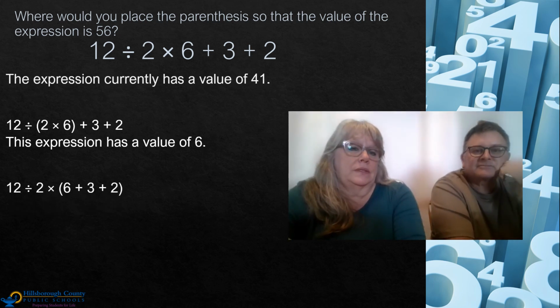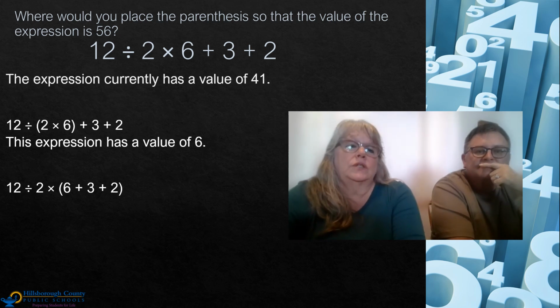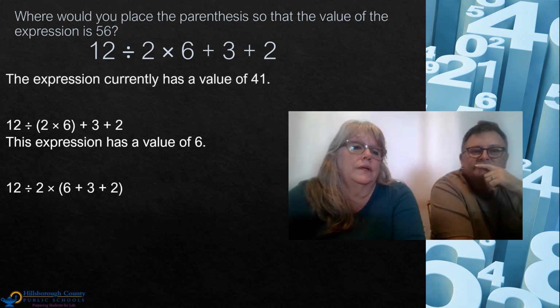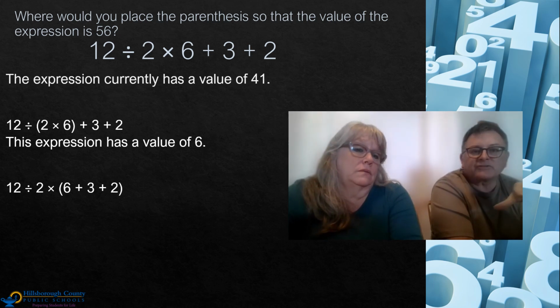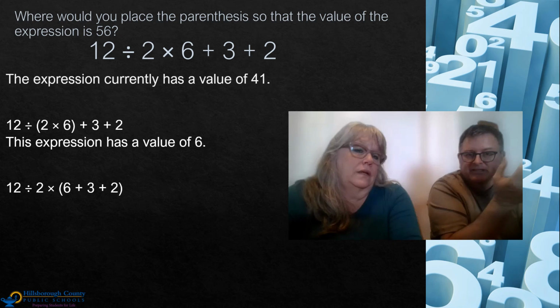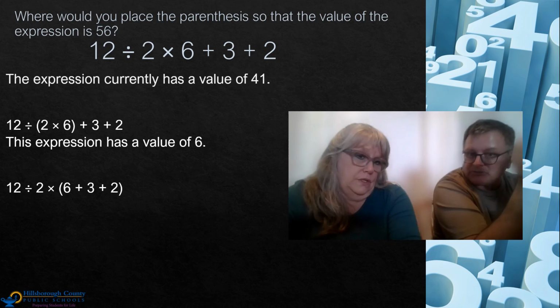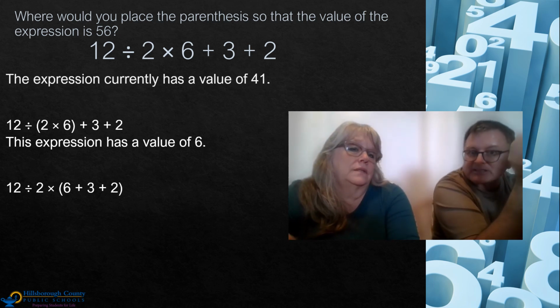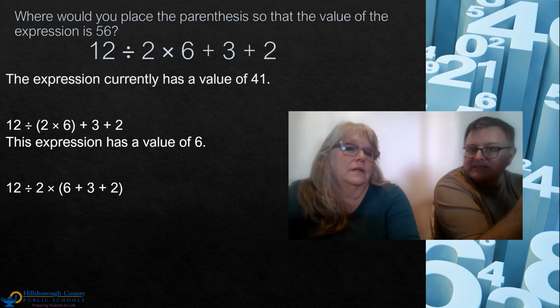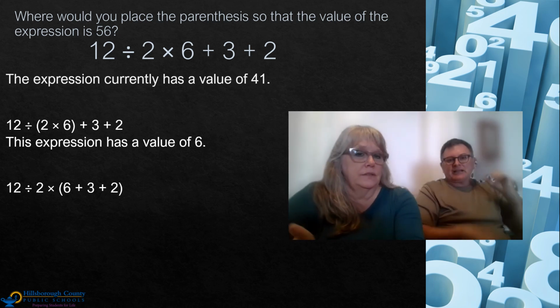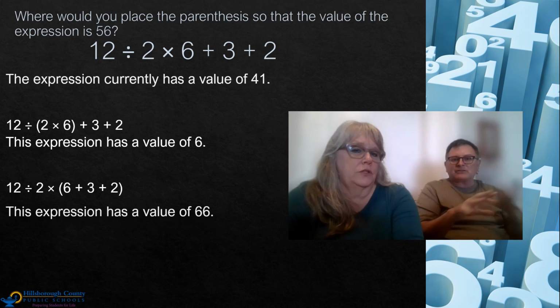I move the parentheses, and this time I include all of the addition inside the parentheses. So I'm going to add 6, 3, and 2 together. I get 11. Where do I have to start? Well, I have 11. Then 12 divided by 2 is 6, and times 11 would be 66. So a little bit too much there. A little bit, yes, but I am getting closer, right?